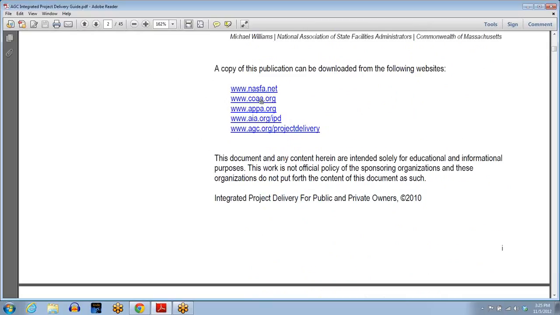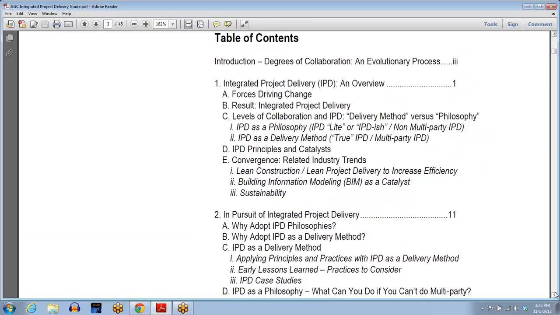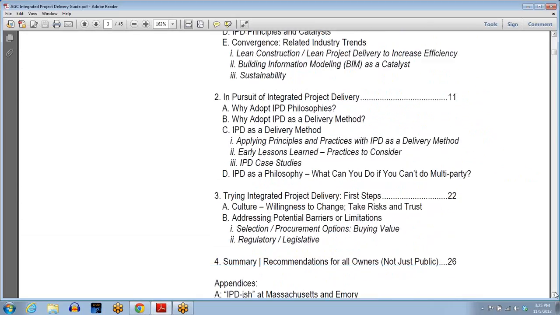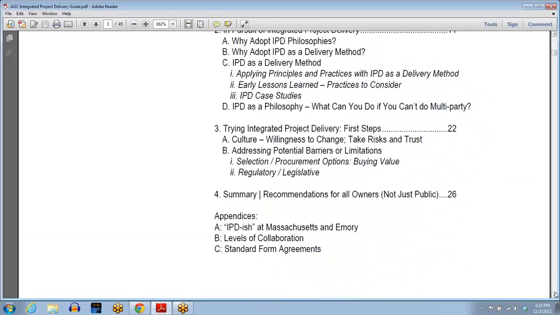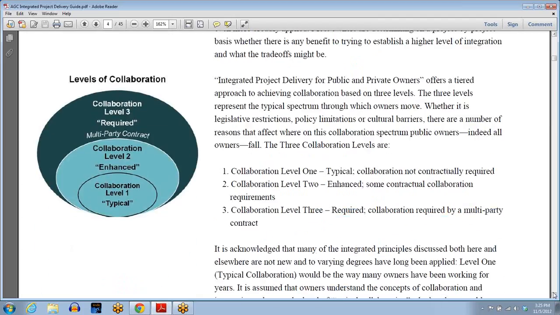You can get this same document from any of these 5 websites. So you can take them from me as I provided them to you on our MDT website, or you can click on any of these and download this document. But in it, they deal with an overview and then the pursuit of it, and then look at the first steps, and then they give you a more fully understandable explanation of this delivery system. 45 pages worth of talking to you about it and explaining the different levels of collaboration as the industry professionals come together. Be happy to answer your questions.